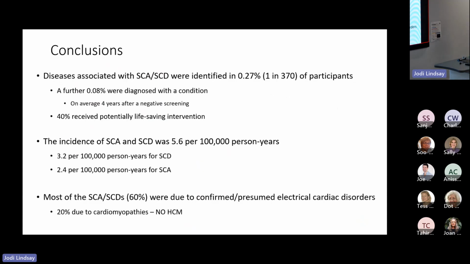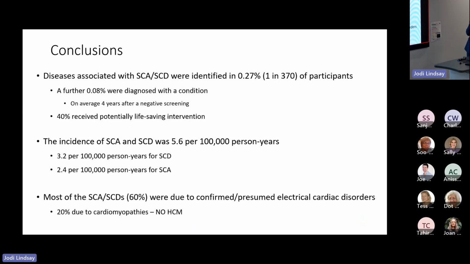So in conclusion, diseases associated with sudden cardiac arrest and sudden cardiac death are identified in about 0.3%, so almost 1 in 300 participants. Based on this study, you potentially have the possibility to increase the yield if you do repeat screenings. And 40% of them received potentially life-saving intervention based on our results. The incidence is 5.6 per 100,000 person years, which halves if you take out the sudden cardiac arrests that were resuscitated.